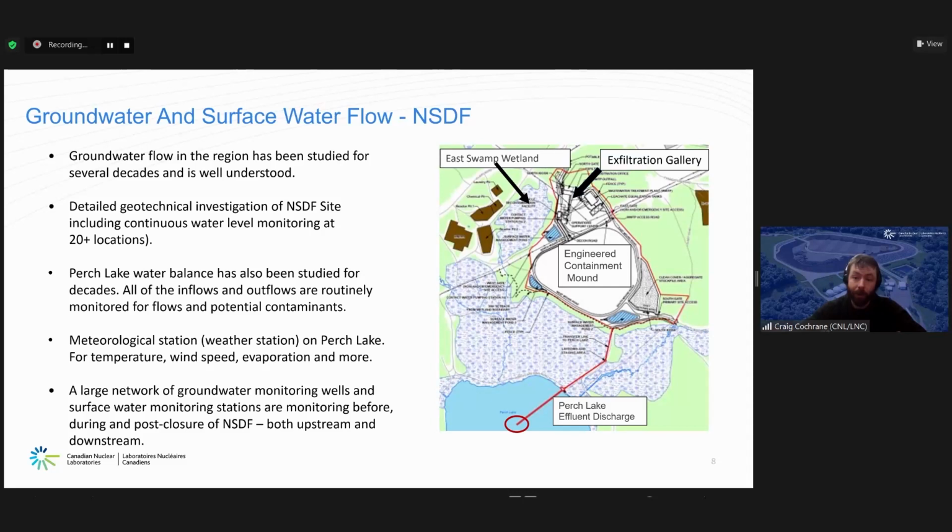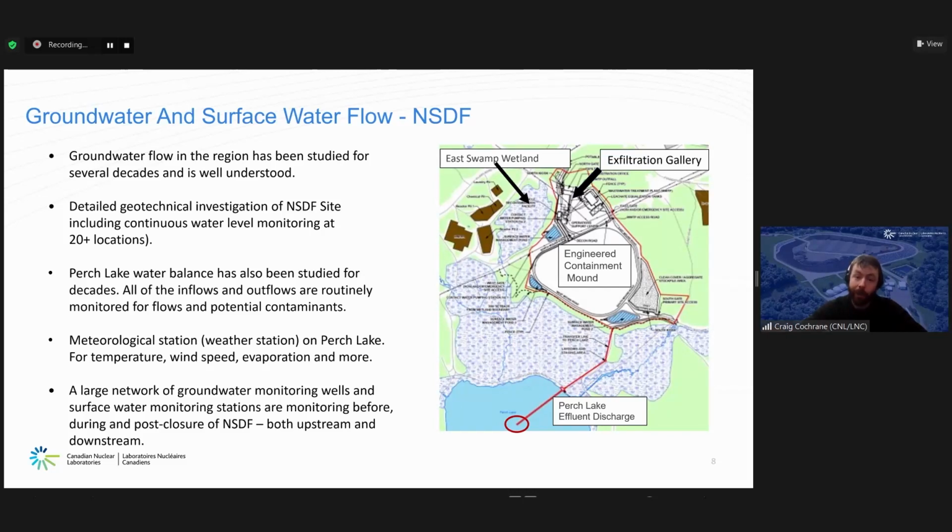So the groundwater flow in this area has been well studied, decades and decades. We advocate ourselves as being at the forefront of nuclear science and technology for Canada, but we also do a lot of environmental research, mostly around Perch Lake. A quick Google search and you can find, maybe not thousands, but hundreds and hundreds of journal articles on the Perch Lake watershed.